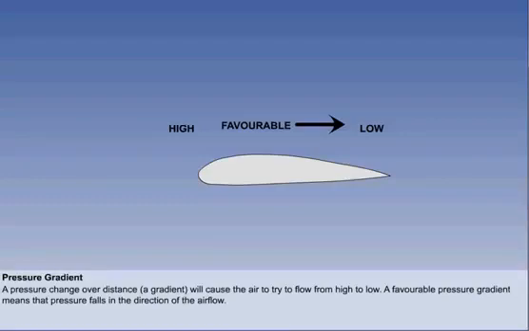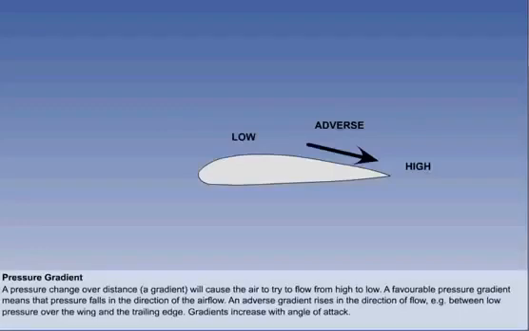As air tries to flow from high to low pressure, a favourable gradient is one in which the pressure is falling in the direction of the airflow, and an adverse gradient is one in which it is rising in the flow direction, such as between the point of minimum pressure over the aerofoil and the trailing edge. The gradient increases with angle of attack.